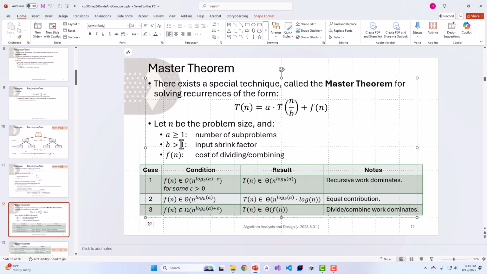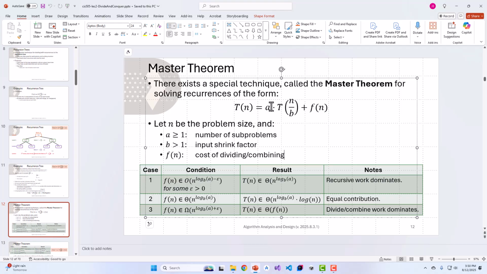We assume integers. The reason the b has to be greater than 1 is because we have to be shrinking, or this is not going to work with the Master Theorem. If it's the same size, like it's equal to 1, then it's definitely not going to work. And the f of n, of course, is the cost of dividing and combining. Anything that's not recursive falls under the f of n.